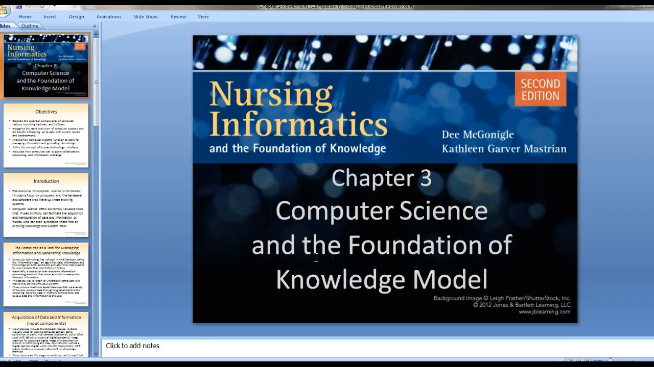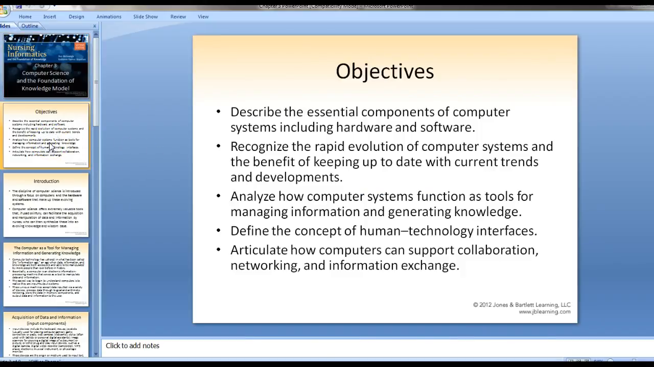Now we're here on chapter 3, talking about computer science and the foundation of knowledge model. So let's discuss our objectives. When we talk about computer science and the foundation of knowledge model, we're going to describe the essential components of computer systems, including hardware and software.